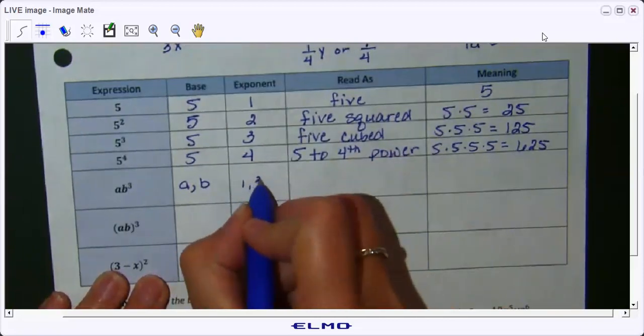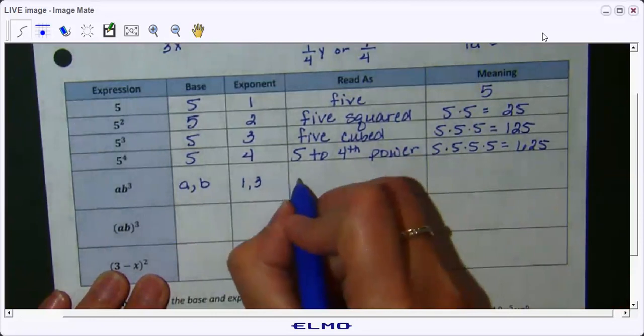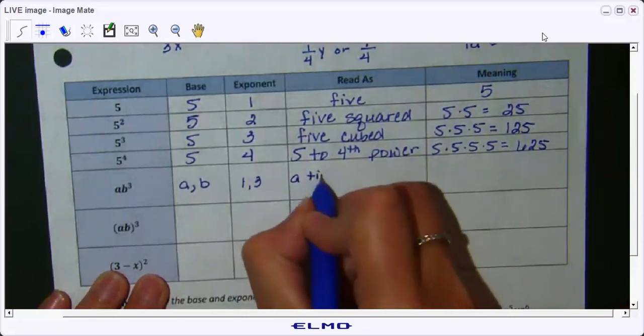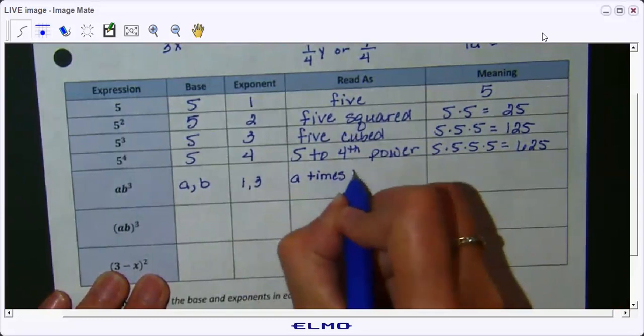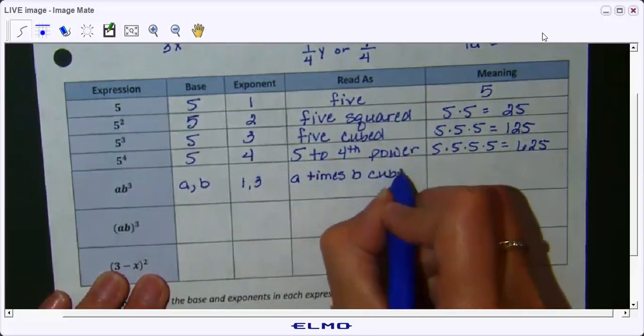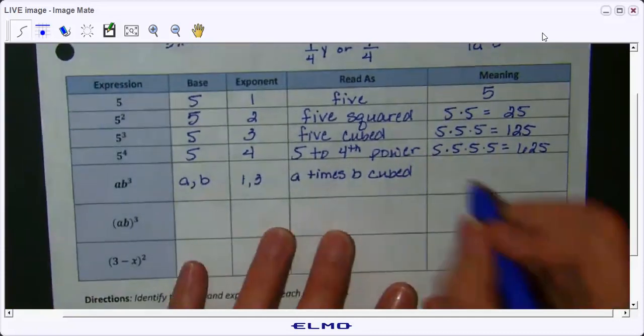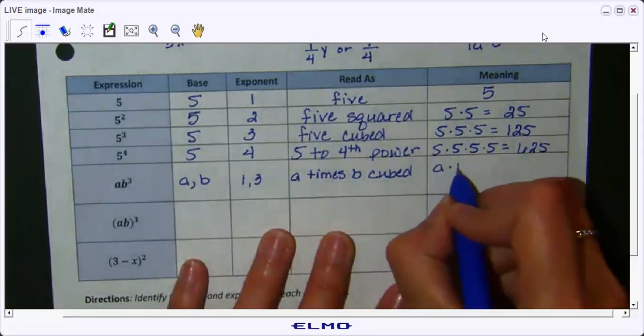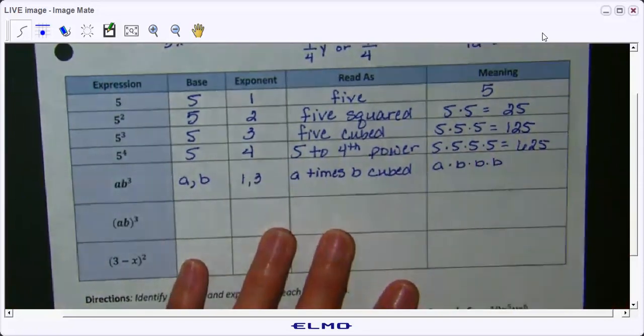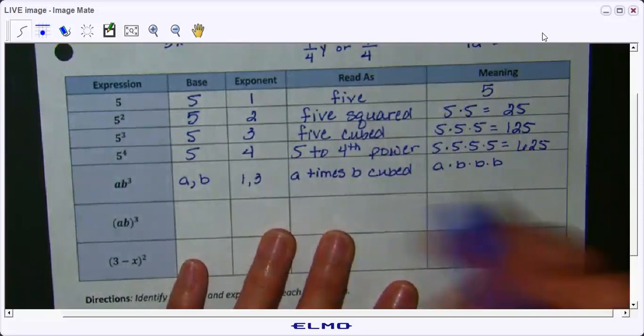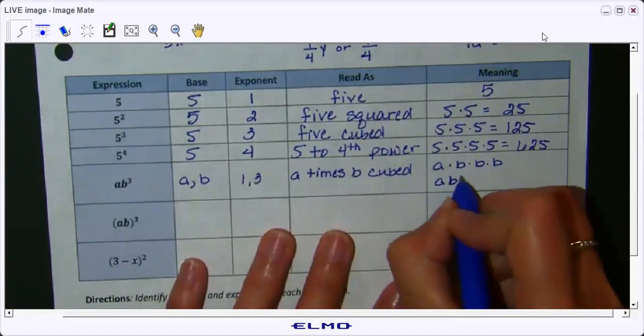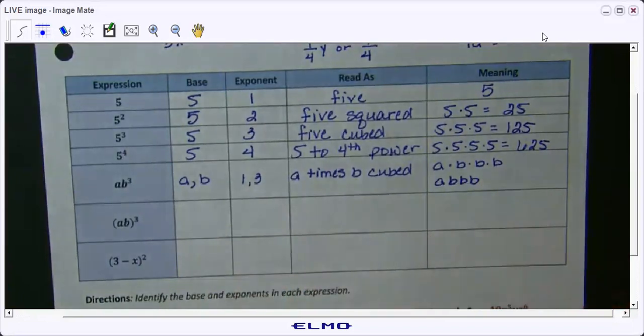1, 3. And then you read it as A times B cubed. And the meaning is in two different ways: A times B times B times B, which is a raised dot, or you could do side by side, A, B, B, B. I would not use parentheses in this case, because that's just way too much work, right? But you can, and it doesn't change the meaning or the value of it, it's just a lot longer.